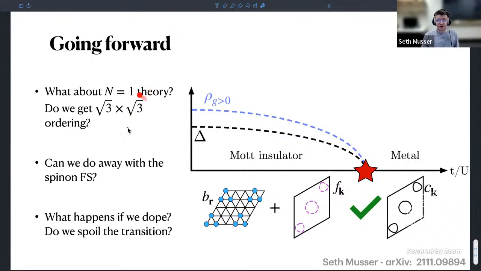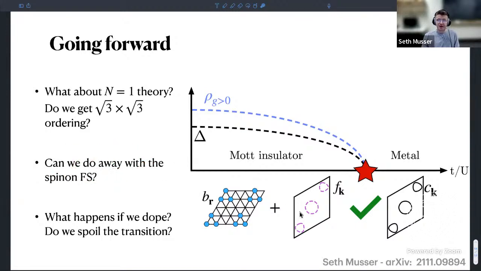Going forward, what about the N=1 theory? Do we actually get this root 3 by root 3 ordering? Are these unphysical states, as Una was pointing out, possibly because of the large N extension, or is there something more fundamental that needs to be added to this theory?